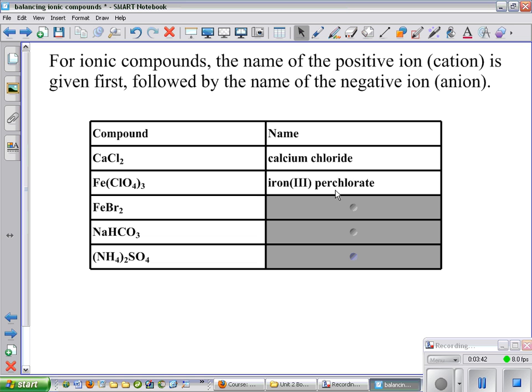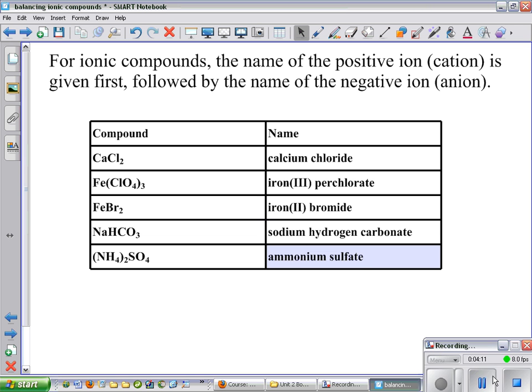The second one is iron(III) perchlorate. Perchlorate is the name of the polyatomic ion ClO4, and the III indicates that this is an iron +3 ion. Next is iron(II) bromide. Then sodium hydrogen carbonate. And then this is an unusual one because it starts with a polyatomic ion, ammonium sulfate, so this has 2 polyatomic ions.